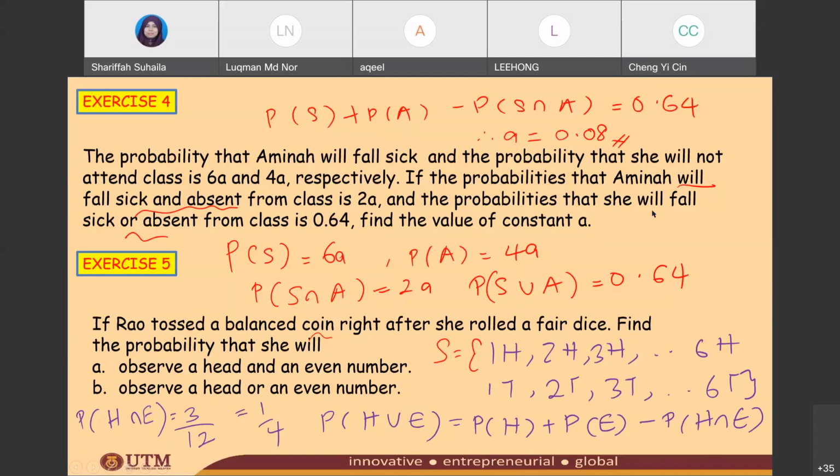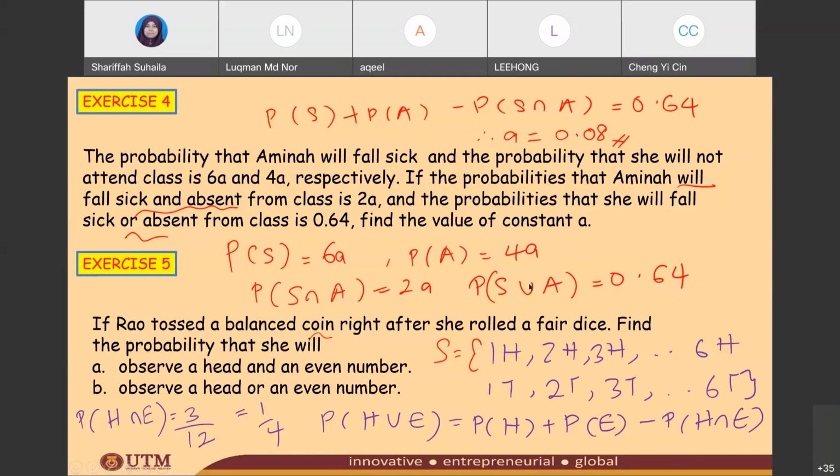And the probability that she will fall sick or absent, S union A, is 0.64. So they want us to find the value of A. Is it a trick? It's not a trick. Find the value of A. Okay, try to list down the information that you get from the question. Then you just want to solve this one. What is the value of A?